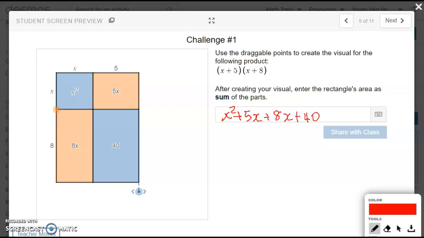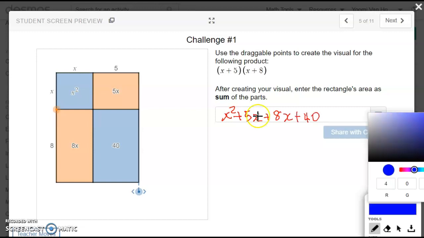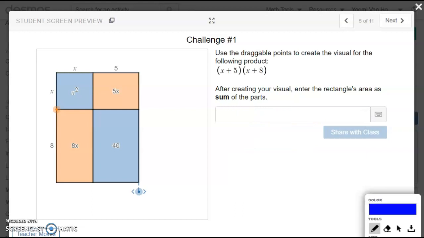One thing you might have noticed is that we have like terms here. You could have simplified this as x squared plus, what's 5x plus 8x? That's 13x plus 40. Great, let's move on.